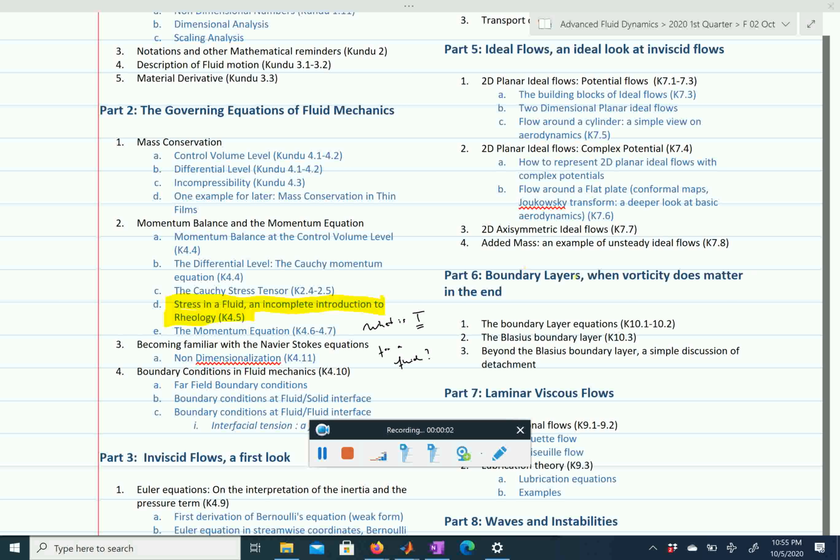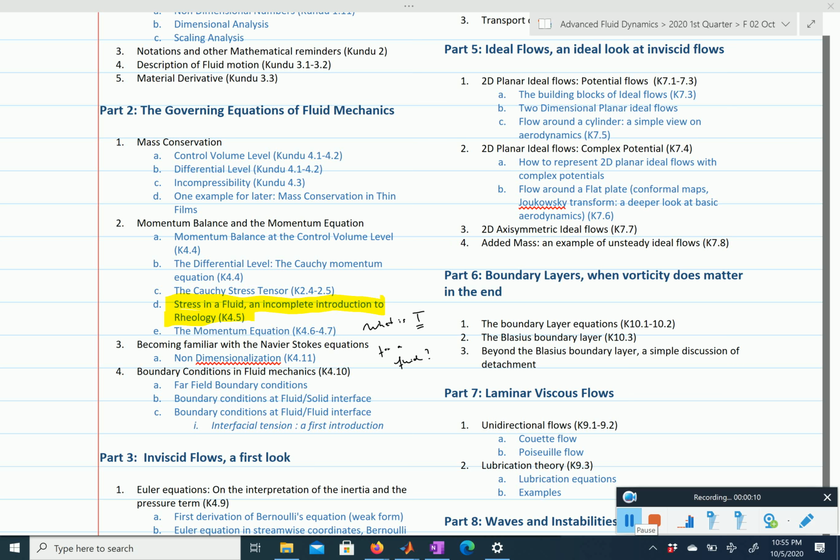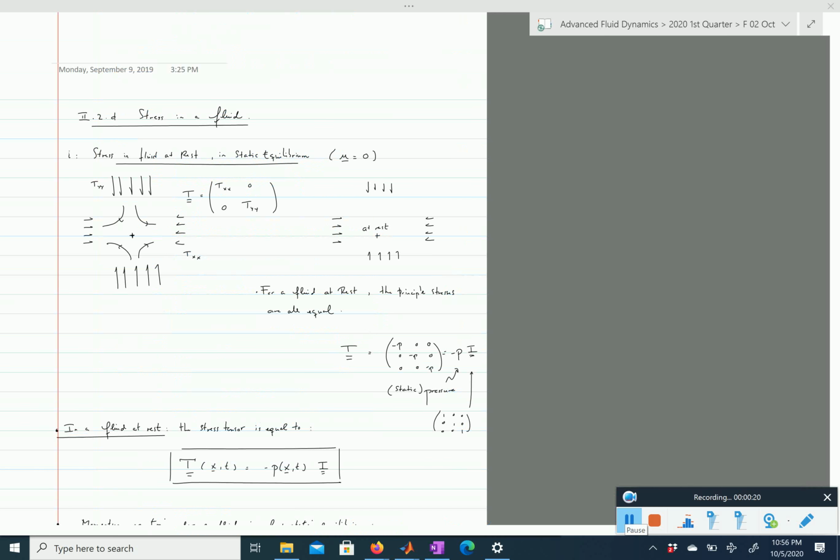Here we continue our discussion on how stress looks in a fluid and the forces which are imposed within a continuum, which is not a solid but a fluid. So we started by discussing fluids at rest, and in the fluids at rest we discussed that the stress tensor should be an isotropic tensor where the constant really is the pressure.